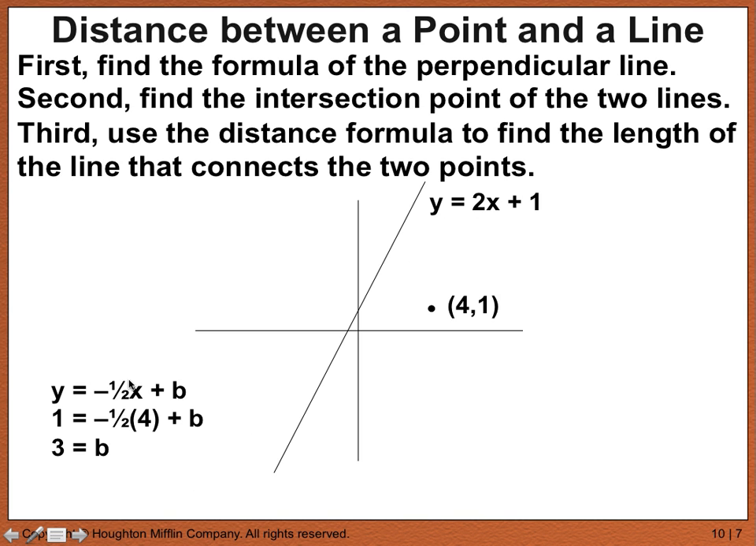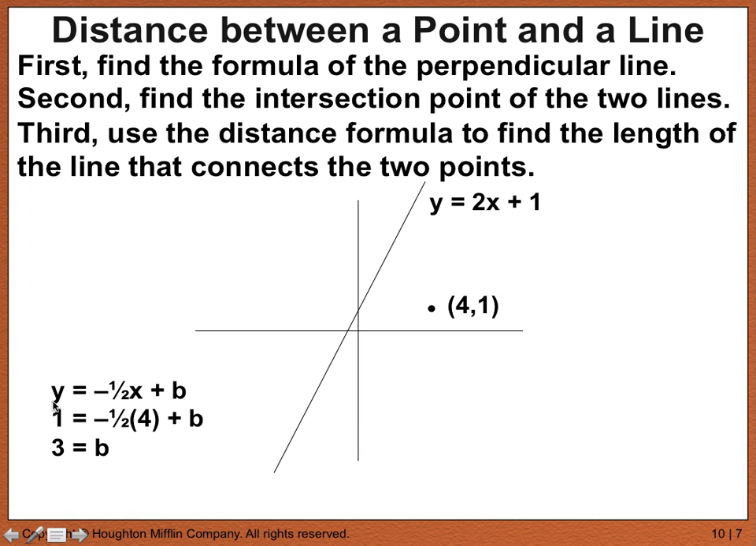Okay, so if this slope is negative 1/2, its negative reciprocal is 2. And if this slope is 2, its negative reciprocal is negative 1/2. So that's how I can fill in the negative 1/2. I'm leaving b as b because that's my y-intercept, and I don't know what that is yet. I have to calculate it.